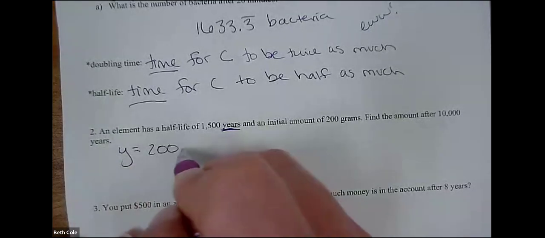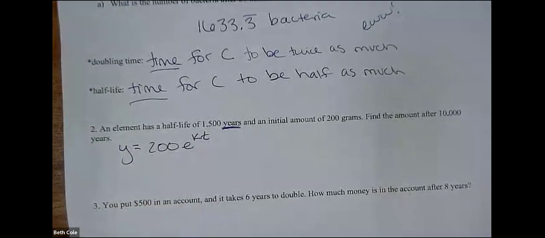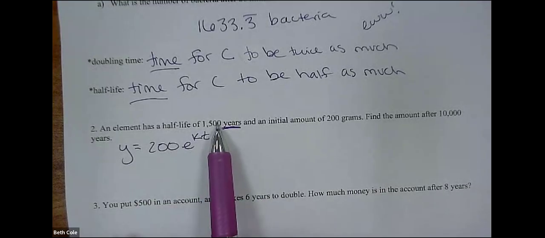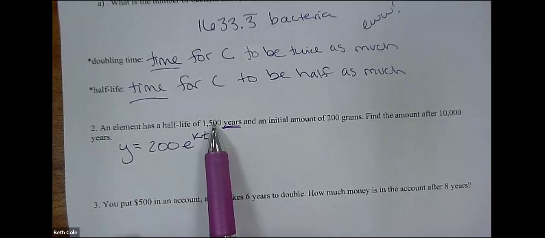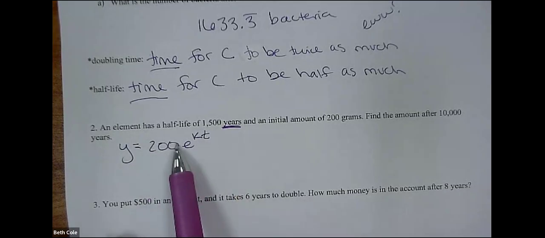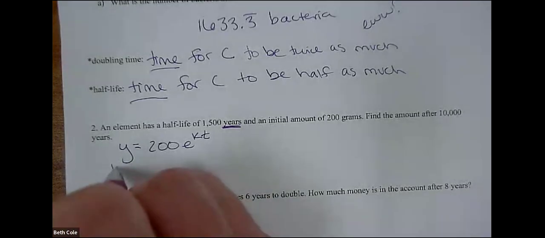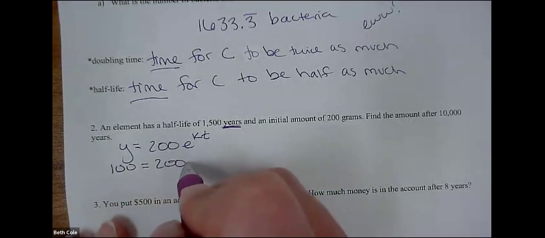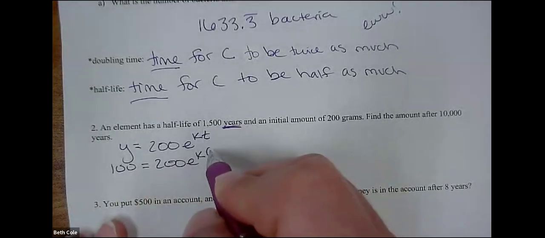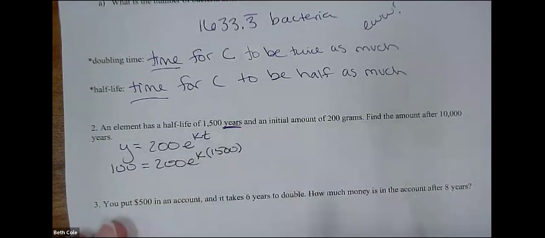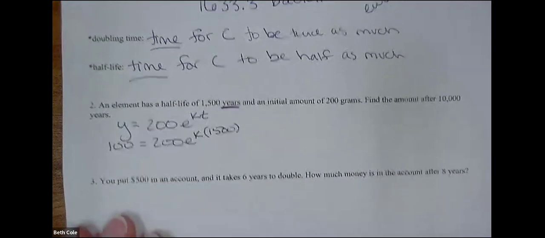So let's start with that. We've got our 200 as our initial condition. And after 1,500 years, there should be half as much. It doesn't say how much is half as much. You need to be able to figure that out. If you start with 200, what's half as much? 100. So 100 is your amount, and 1,500 is your time. 1,500 goes in for T.